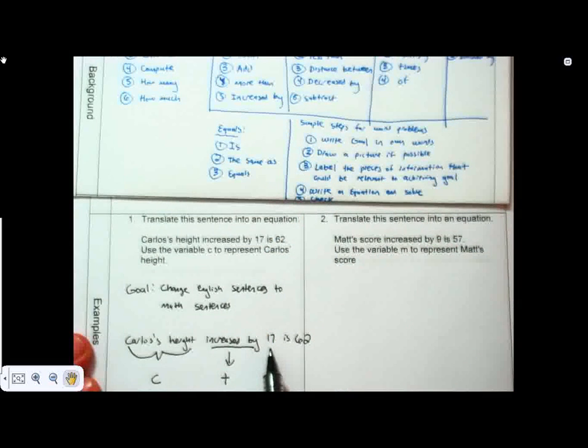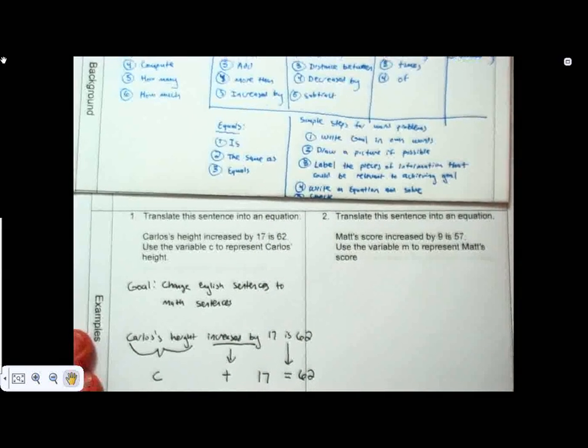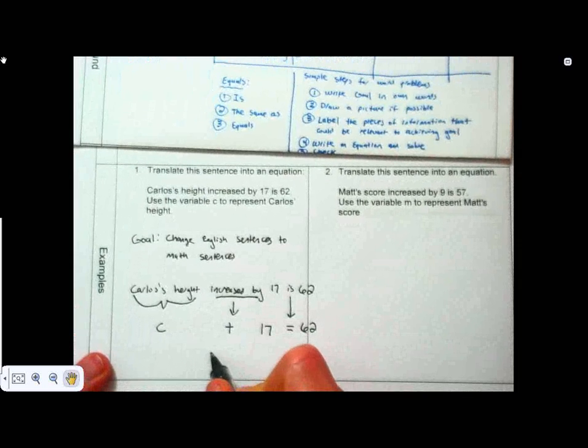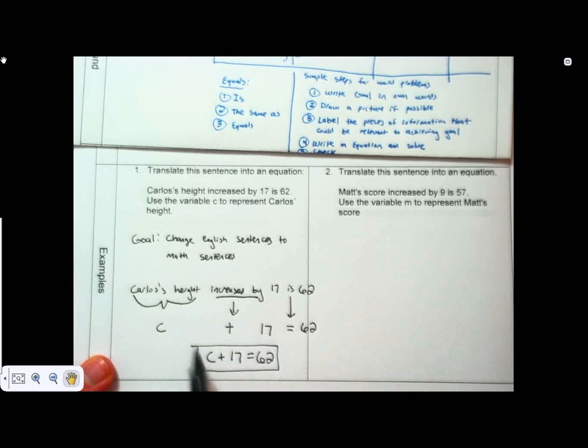So what that means literally is I'm adding something. And now what am I adding? Well, it tells me in the next part that I'm adding 17. And then the word is in math is under my keywords for equals. So I've got equals, and then on the other side, 62 is already written in math symbols. So my equation should be c plus 17 equals 62. If I wrote this a little cleaner, I've now accomplished my goal because I've translated the English sentence into a math sentence, and I'm all done.